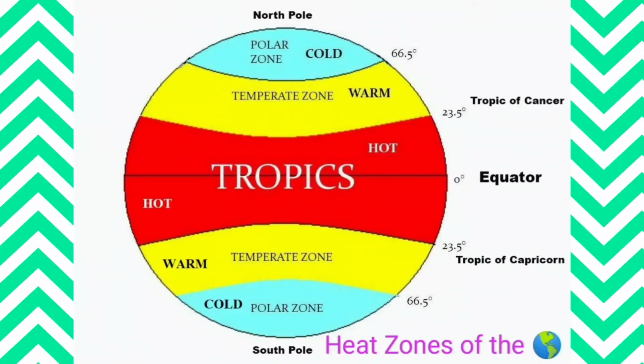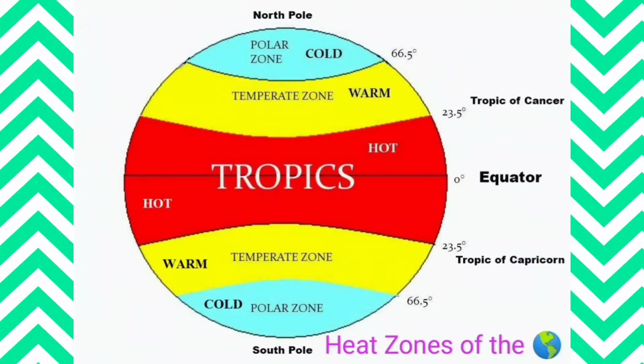Between the Tropic of Cancer and the Arctic Circle in the north and the Tropic of Capricorn and the Antarctic Circle in the south are two zones of moderate temperature called the temperate zones. Temperate means moderate. The sun never shines on these areas vertically. In fact, the angle of the sun's rays keeps decreasing as one moves from the tropics to the poles. Since the rays of the sun are always slanted, these areas receive much less heat than the torrid zone.